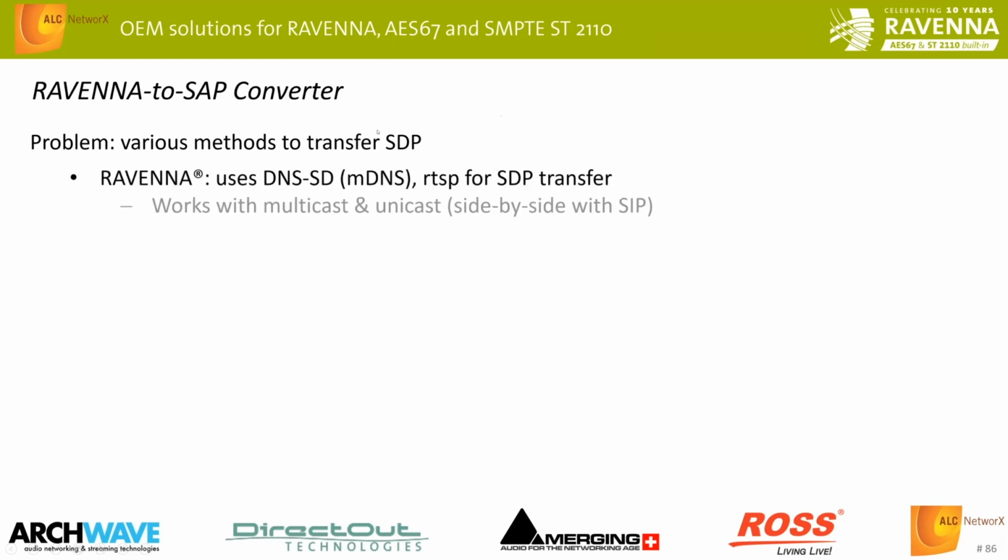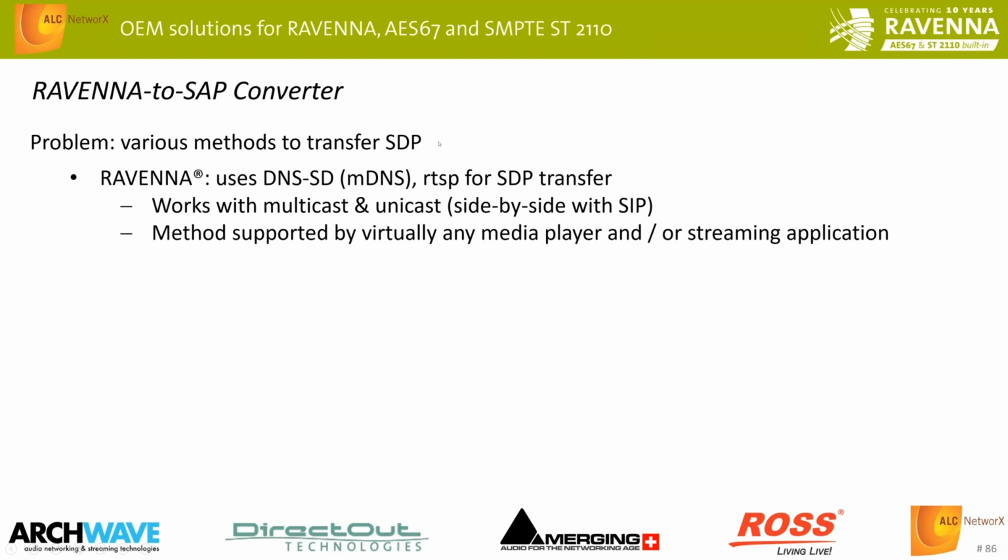The SDP file is actually required for a receiver to properly receive and decode the transported payload. So Ravenna uses DNS-SD or mDNS and RTSP for the SDP transport, which is the standard method, also being used by most media players, just like VLC player or Windows Media Player. They fully understand and support the RTSP method for SDP transfer.